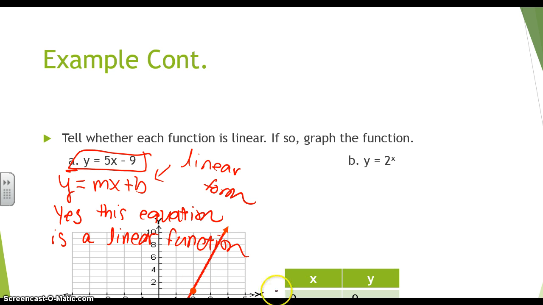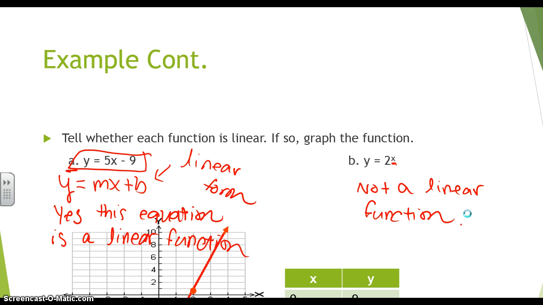For A, looking at B, we have y equals 2 to the exponent of x. In this example here, this is not a linear function because we have an exponent of x taking place right here. So A would be yes and B would be no. So these are pretty much our notes for 5.1, and you will be doing bookwork with this as well in class.